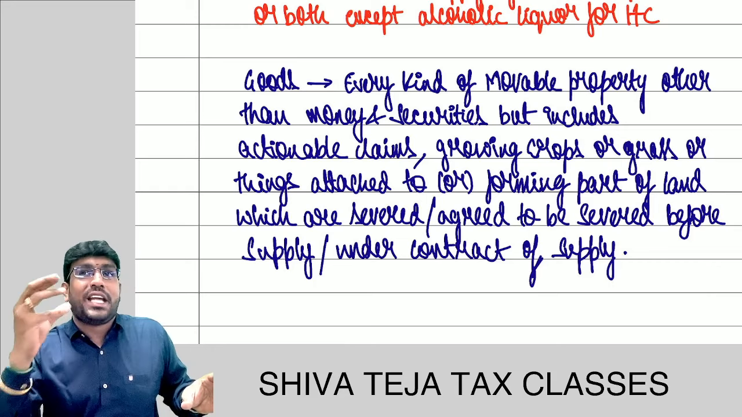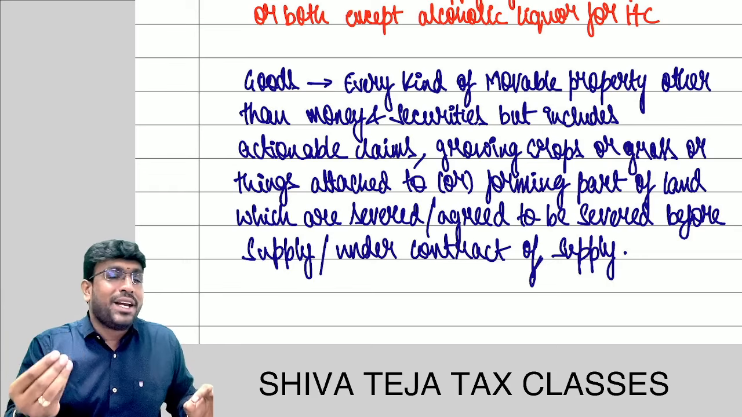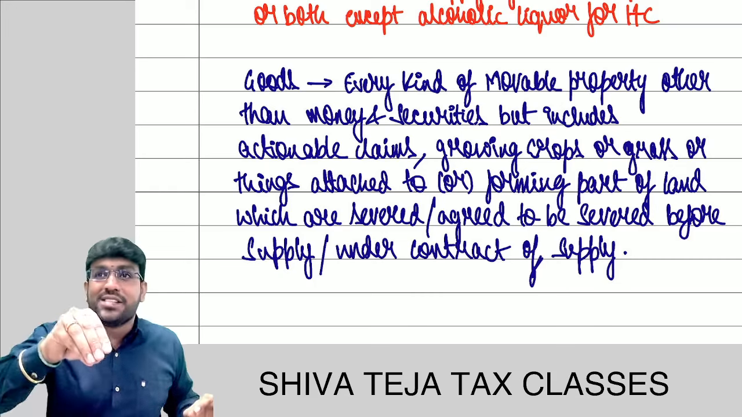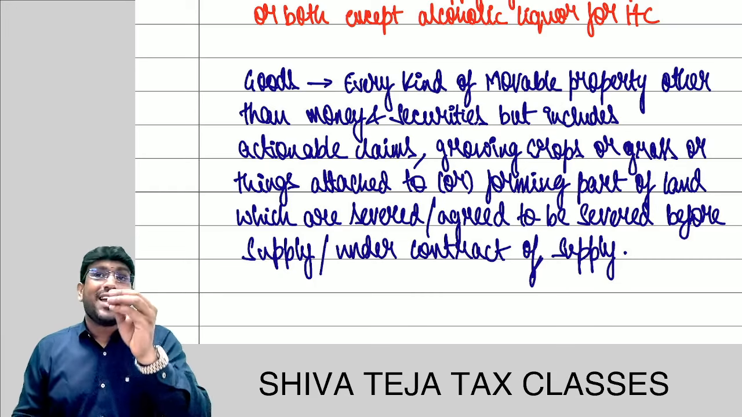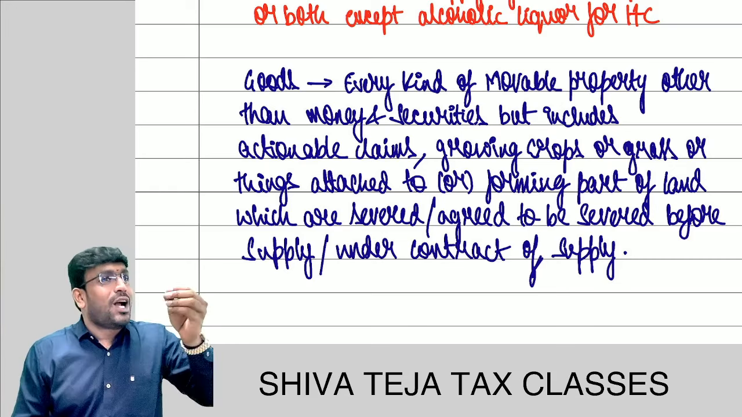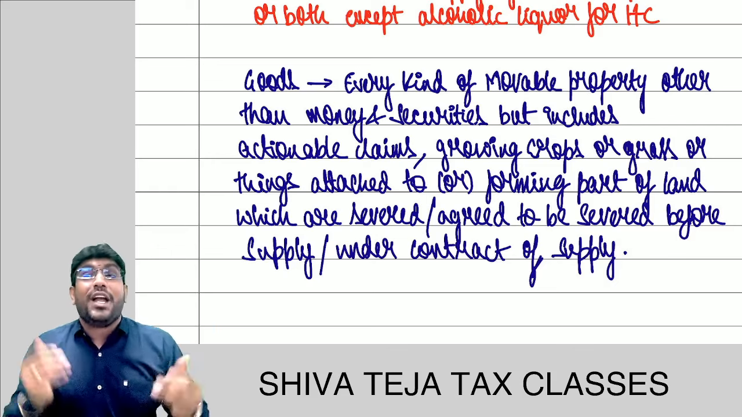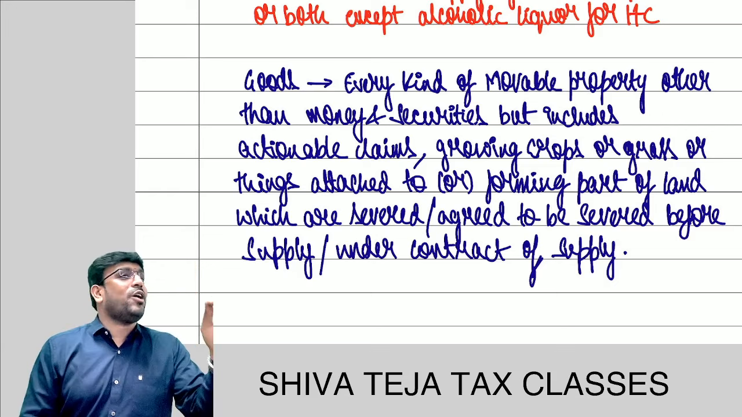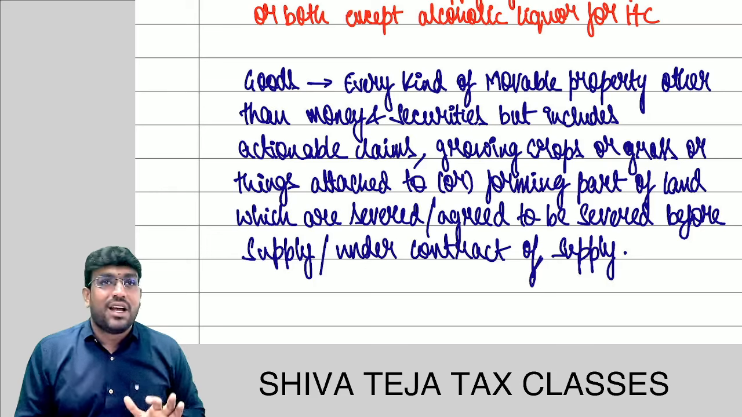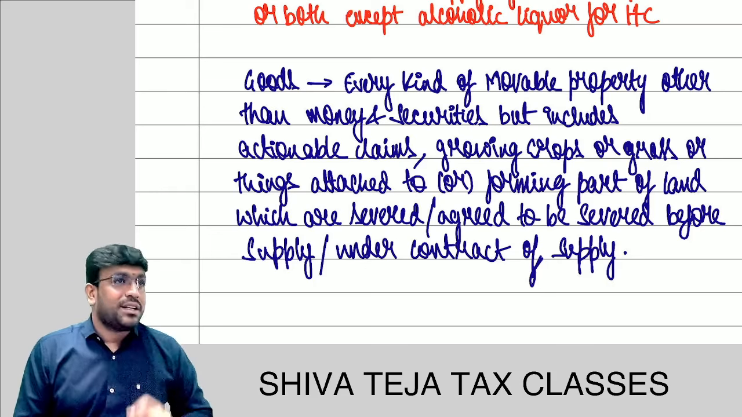Currency held for numismatic value is not covered in the definition of money. That means currency held for numismatic value is goods. Perfect. That is the answer. Now, what is the meaning of this word, currency held for numismatic value? The meaning is a straight one-line answer: an old currency which is no more a legal tender.